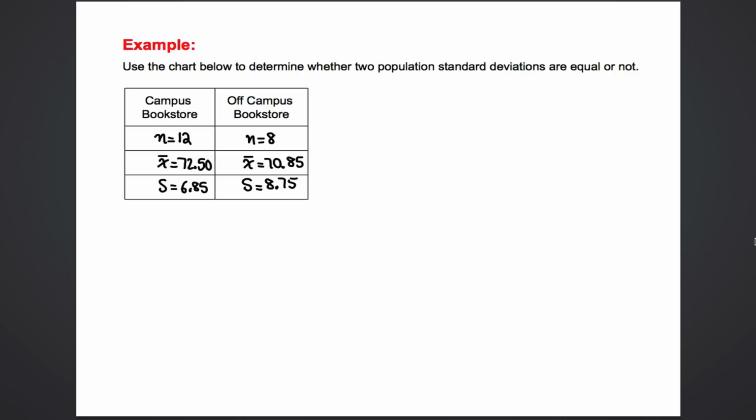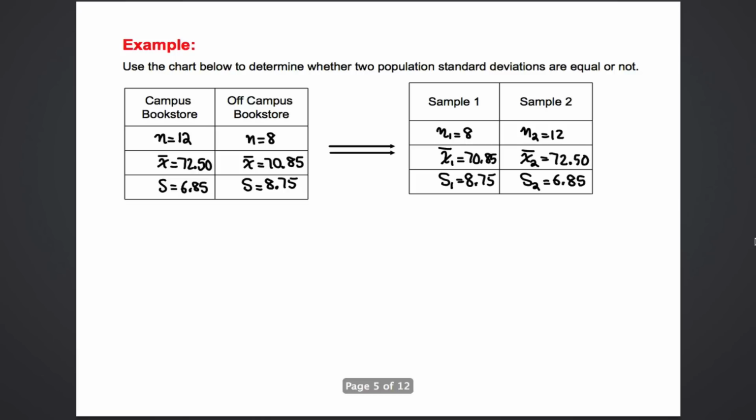So now let's take a look at an example. We're comparing two standard deviations, one from campus bookstore and one from off-campus bookstore. So looking at the standard deviation of each, we notice that off-campus bookstore has a larger standard deviation of 8.75 versus the campus bookstore, which has a standard deviation of 6.85. So our sample 1 will be the off-campus bookstore.